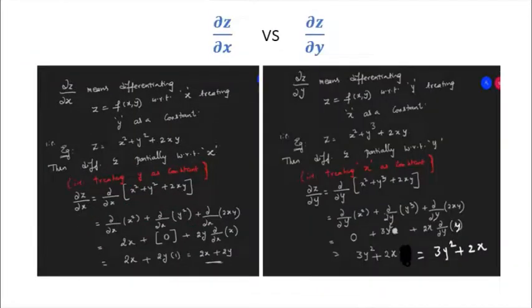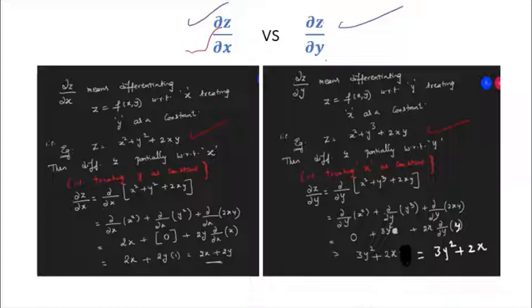Now let us quickly look at the same previous problem together, that is dou z by dou x versus dou z by dou y. So here z is equal to the function x square plus y square plus 2xy. The second one I have taken z as x square plus y cube plus 2xy. When I am differentiating dou z by dou x, I treat y as constant, whereas when you are differentiating z with respect to y, treat x as a constant. That point you always have to remember.